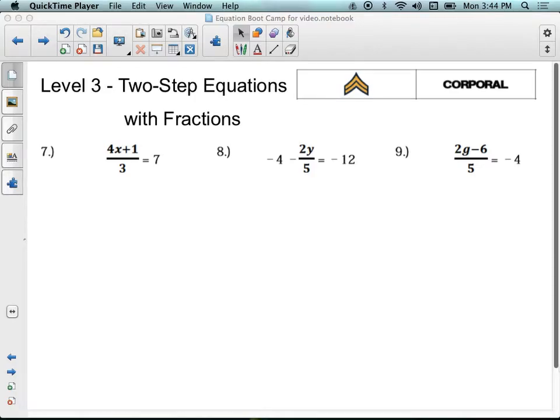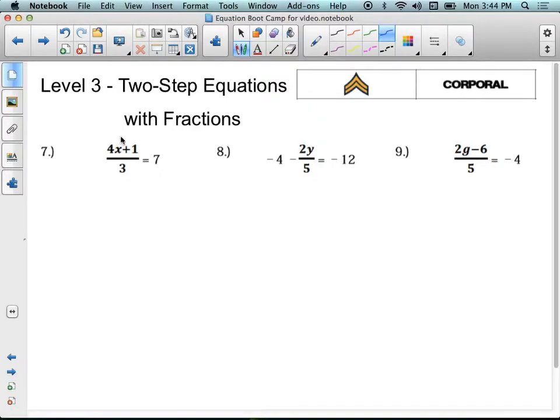Welcome to this video. This is level 3, the corporal level on the equations bootcamp. This involves two-step equations with fractions. So I'd like to show you how you can rewrite equations 7 and 9 so that they look a little bit more like the two-step equations that you're used to. So let's look at 7.